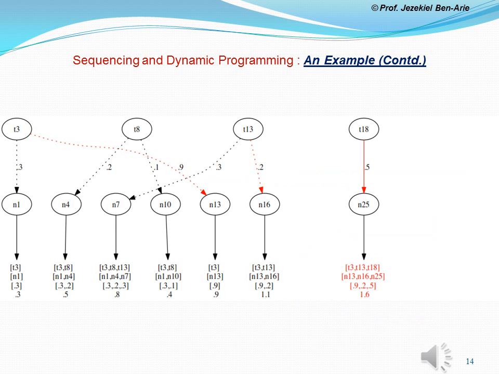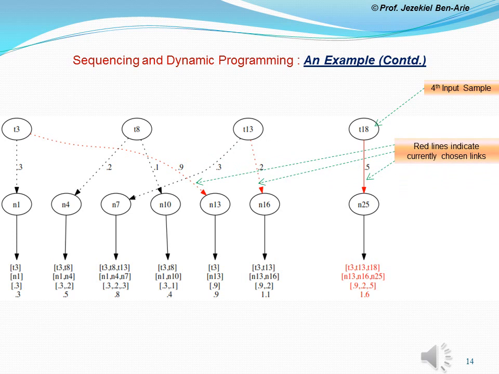Now we have our fourth input sample, T18, which has only one similarity measure of 0.5 with training sample N25. This link also follows our sequencing criterion, which means training sample N25 only comes after the previously chosen training samples N13 and N16. At this point, we get our total current score of 1.6 by simply adding 0.5 to the previous total score of 1.1.